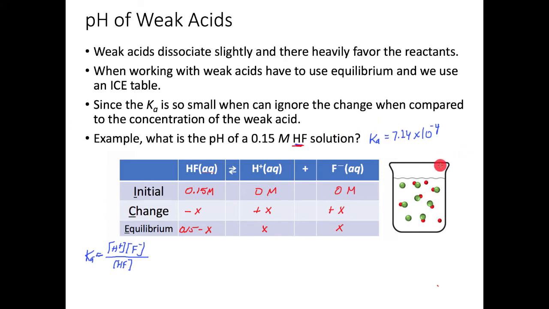So we know that it's going to favor the reactants. There's not going to be very many ions in solution. Notice that the amount of hydrogen ions is very, very low in concentration in relation to the amount of weak acid. So here's the trick. Since Ka is so small, and the shift to the right is going to be so small, we can say that this change in x is going to be very, very small. We can say that it is so small in comparison to the 0.15 that this amount here can go away.